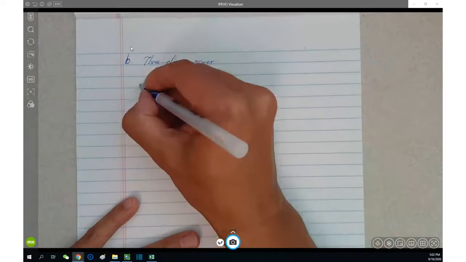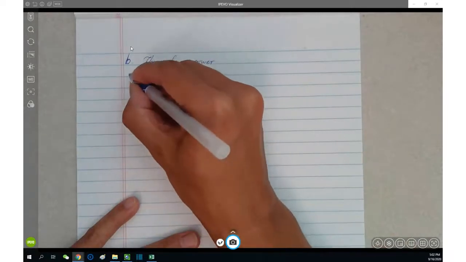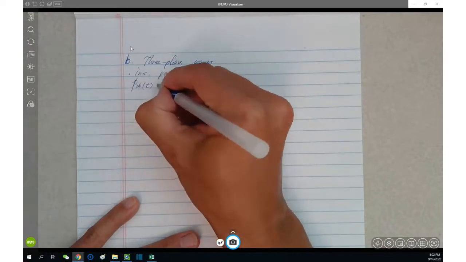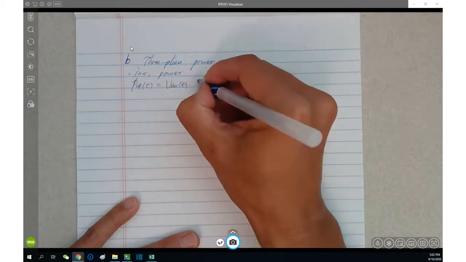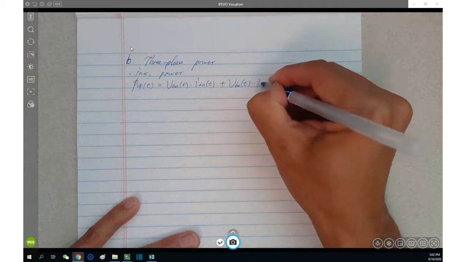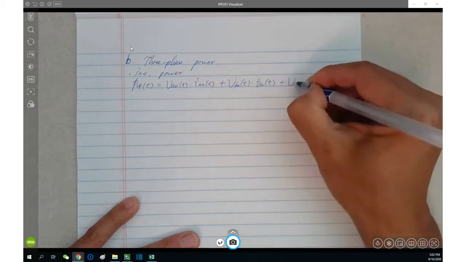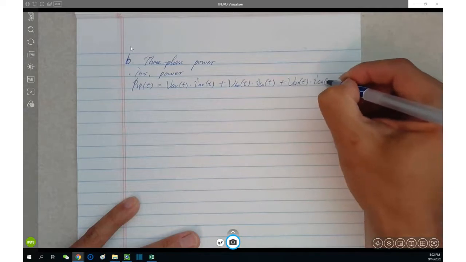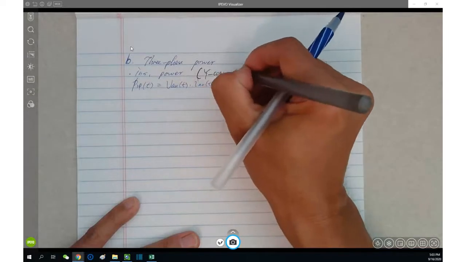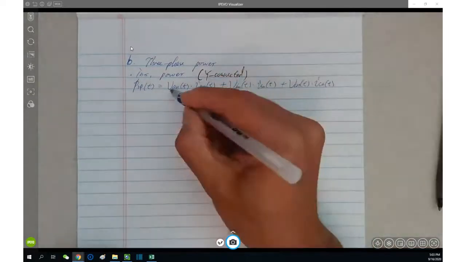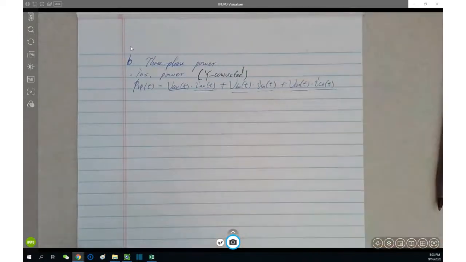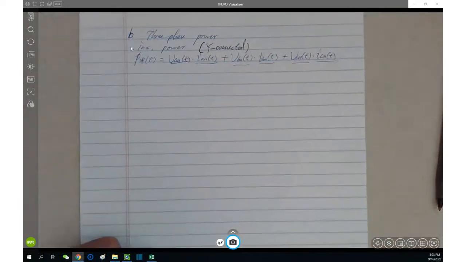We have talked about this a little bit. First of all, the instantaneous power: VAN of t times IAN of t plus VBN of t times IBN of t plus VCN of t times ICN of t. Of course, here we are assuming Y connected. So phase voltage times phase current plus phase voltage times phase current plus phase voltage times phase current, and sum the three phases together, then equals to this.